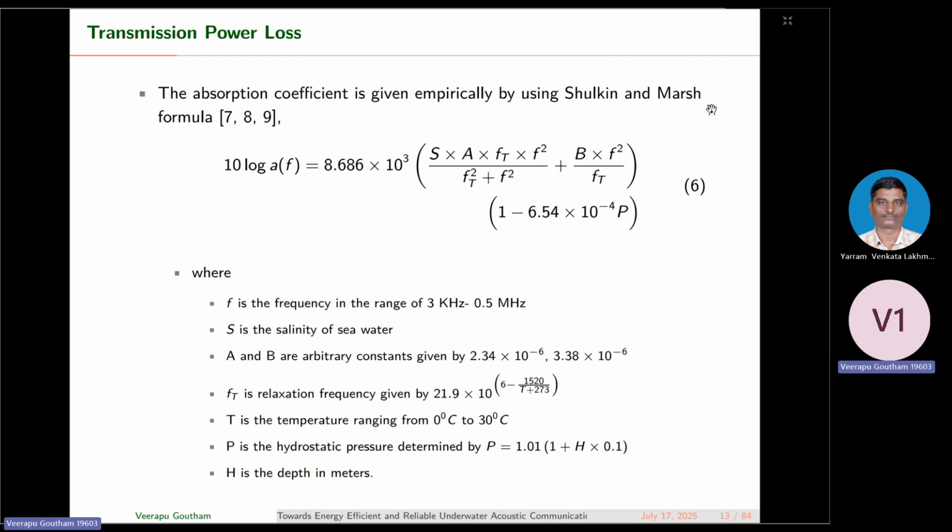Here, there are different types of absorption formulas available in underwater, like the Thorp formula and the Schulkin and Marsh formula for the absorption coefficient. Here, Schulkin and Marsh is given in equation number 6. This absorption is mainly dependent on the frequency, the salinity, the hydrostatic pressure and the depth of the water. These will decide the absorption coefficients.